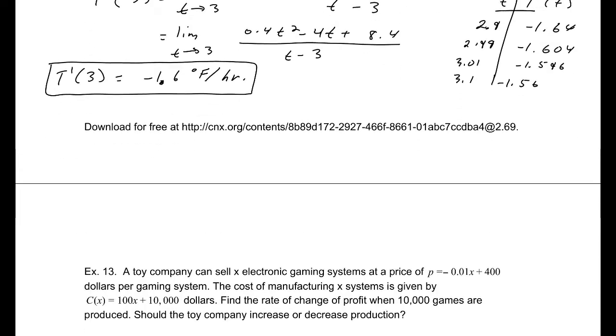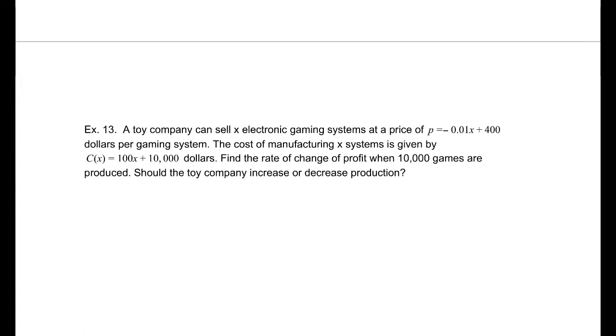All right, one last question. A toy company can sell x electronic gaming systems at a price of p equals negative 0.01x plus $400 per gaming system. The cost of manufacturing that is C of x. Find the rate of change of profit.